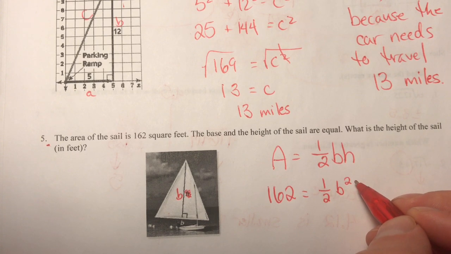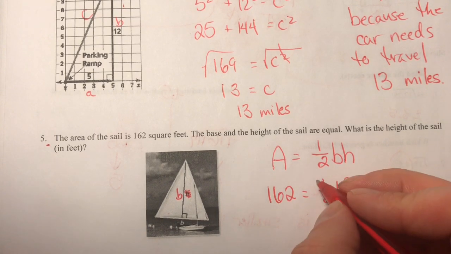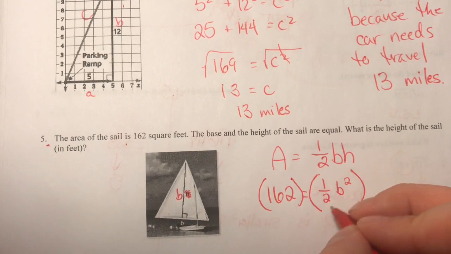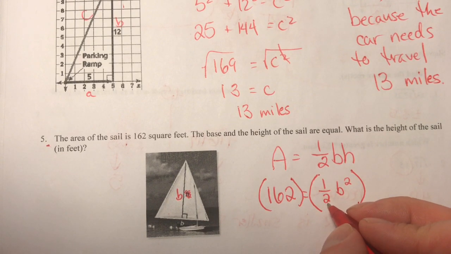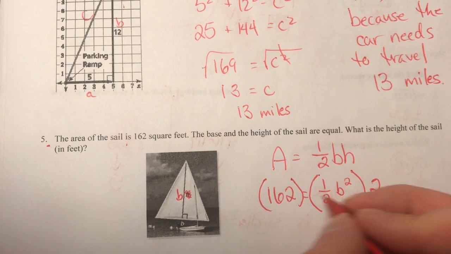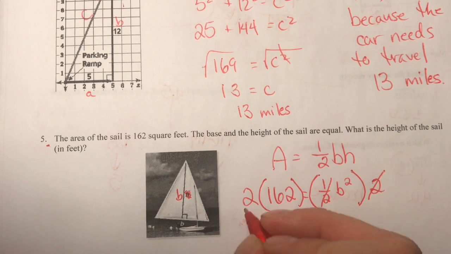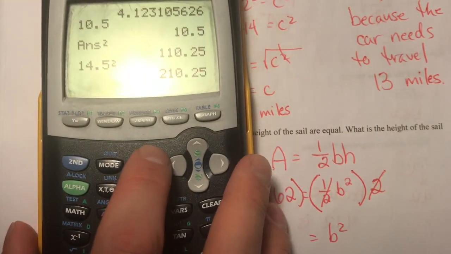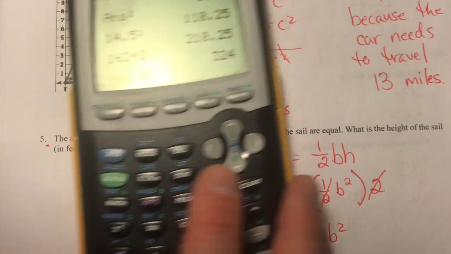Now, I've been waiting a long time to say this, but normally what I would do right now is divide both sides by a half. But instead of dividing a fraction, multiply the reciprocal. 1 over 2 has a reciprocal of 2, and we're going to multiply both sides by 2. That gives me b squared equals, I think that's 324, but I'm really paranoid for some reason. 162 times 2 is 324.